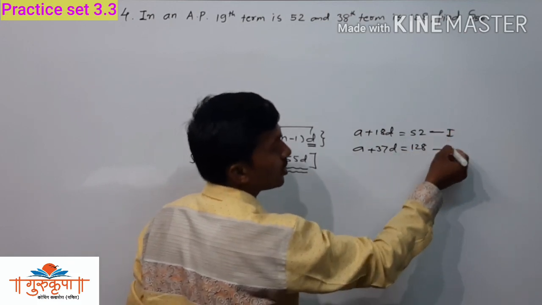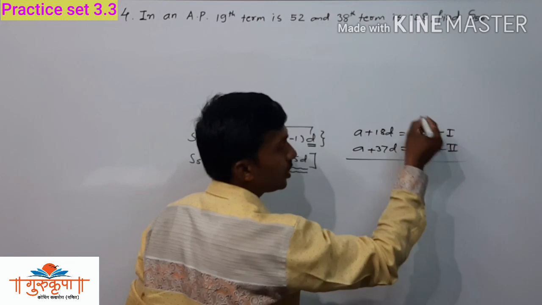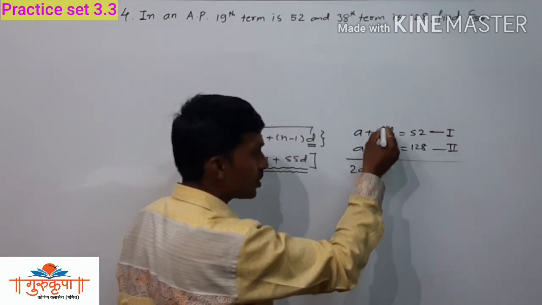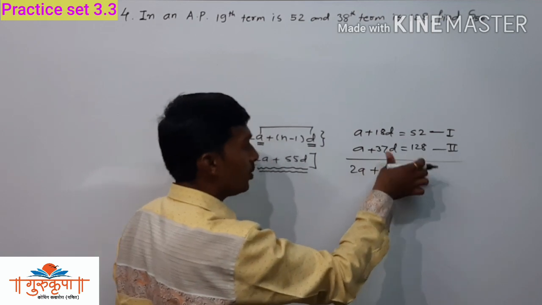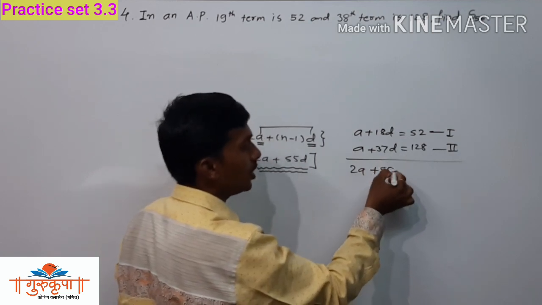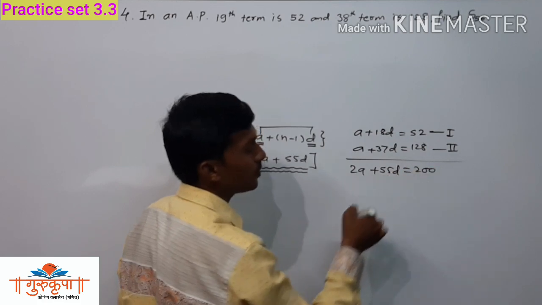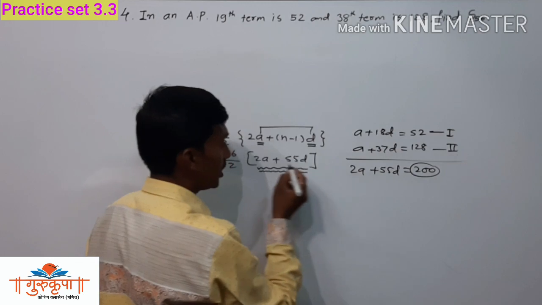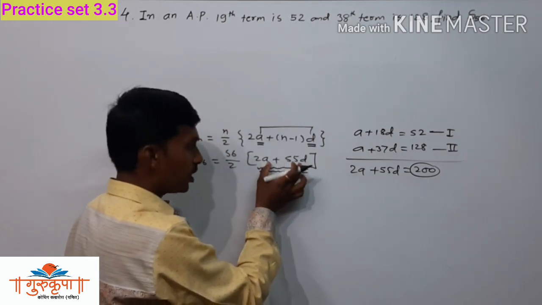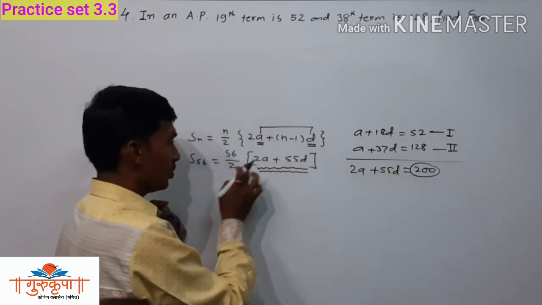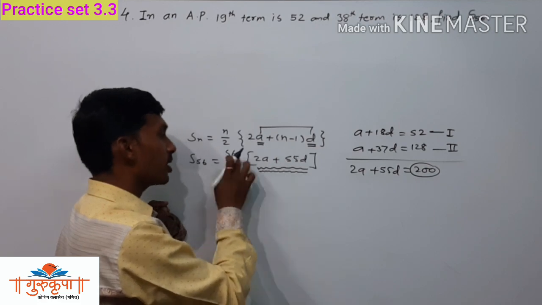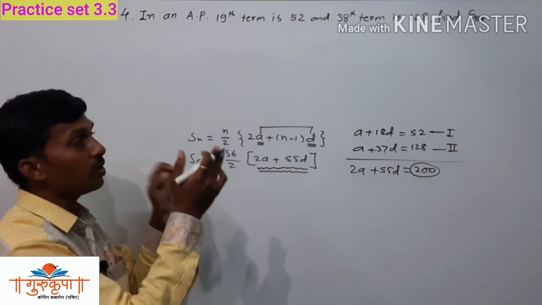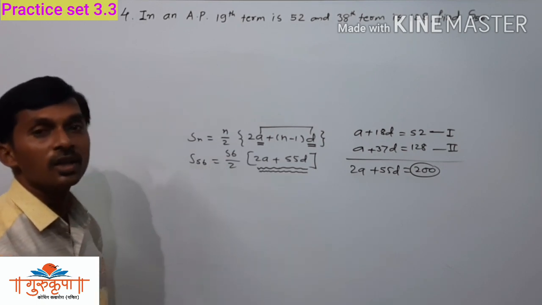Add these two equations. Adding equation 1 and 2, you will get 2A plus 55D is equal to 200. And this is the answer. Now put this 200 here, in place of 2A plus 55D. So 200 divided by 2 is 100, and 100 multiplied by 56 is 5600. So that is the sum of the first 56 terms of an AP.